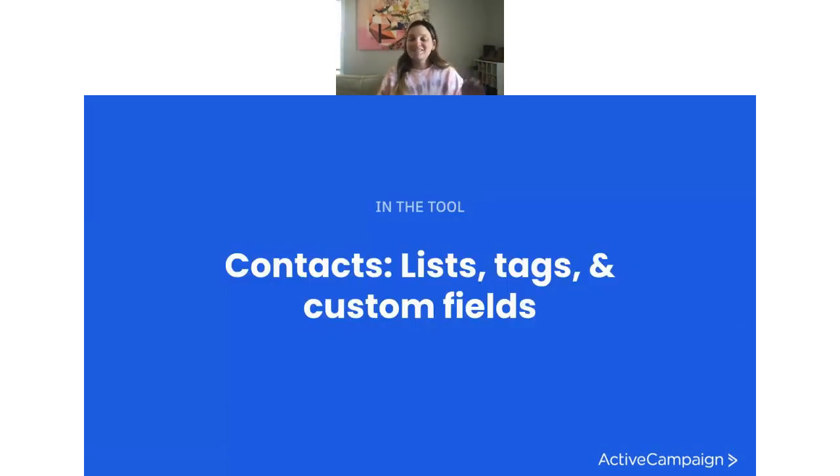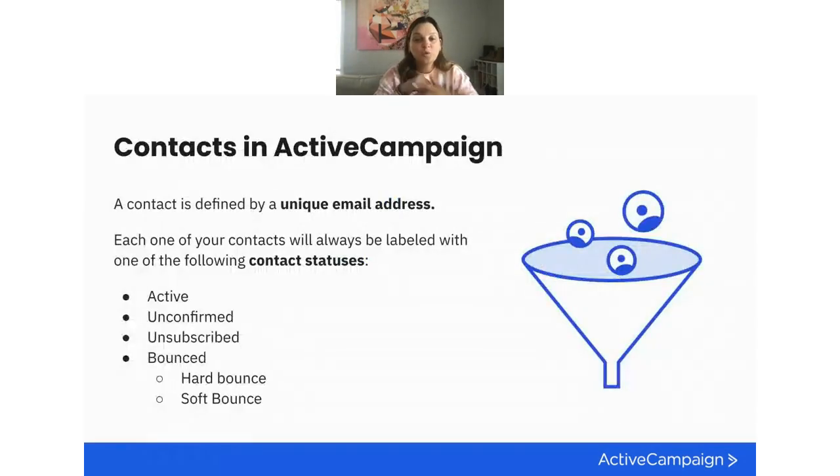Now, let's dive in to some platform-based stuff. What we want to do is start talking about contact strategy, list tags, custom fields. What does that mean? How do we organize it? So first, we want to start off with contacts.